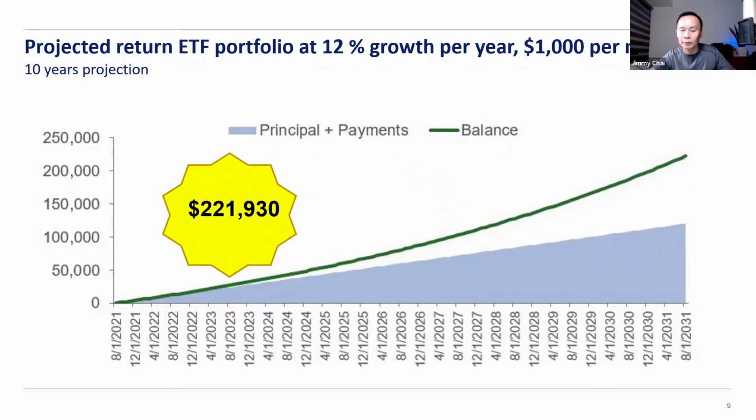So your total investment should be in the region of $120,000, right? Because $1,000 per month, 12 months, that will be $12,000, and 10 years will be $120,000. With a 12% growth per year, that projection will go to, sorry, $221,930. So that is basically how we can use ETFs to grow our wealth faster, using a proper strategy and proper selection of ETFs.